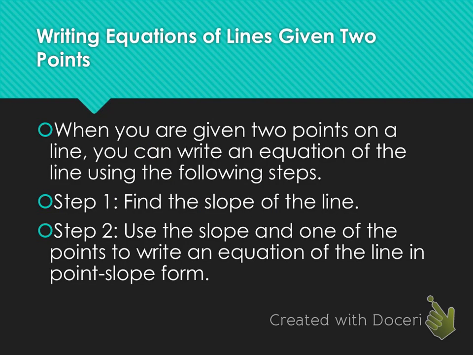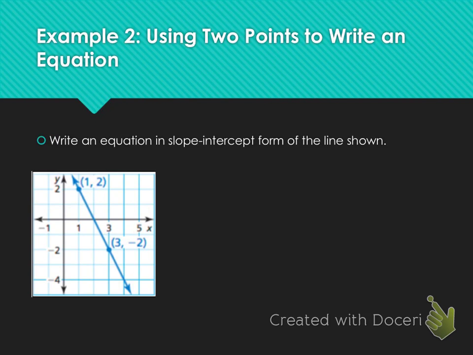So when you're given 2 points on the line, you can write an equation of the line using the following steps. Step 1, find the slope of the line. And step 2, use that slope and one of the points, it doesn't matter which one, to write an equation of the line in point-slope form. So in example 2 here, notice we're given 2 points now. And we're asked to write an equation of that line that is shown. So the first thing I need to do is define the slope of the line.